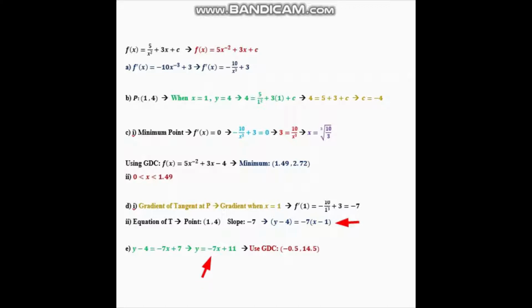So y equals -7x plus 11. Bear in mind that I simply obtained this equation from the blue equation by some algebra. I expanded this bracket, so I got -7x plus 7. y minus 4 equals -7x plus 7, so I simply took this 4 right there and moved it to the other side with a change in sign. Hence y equals -7x plus 11.